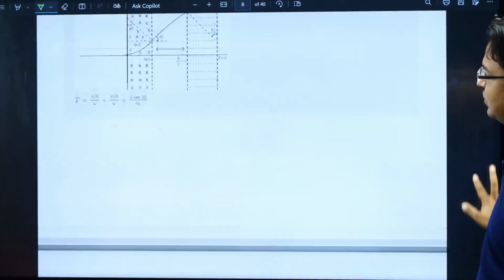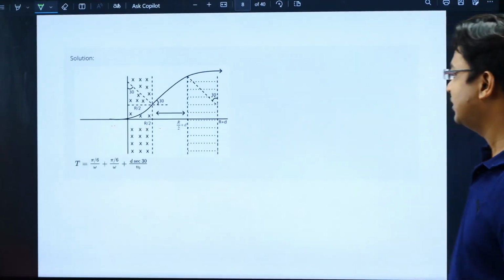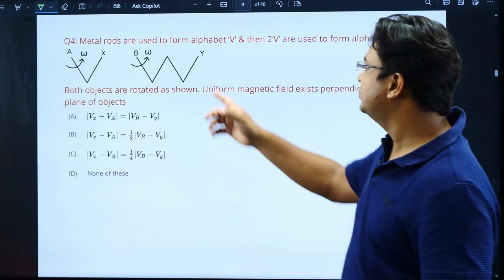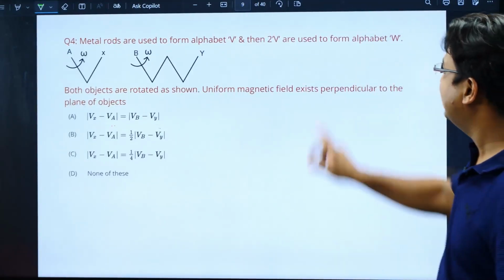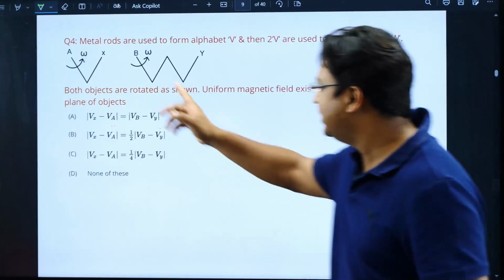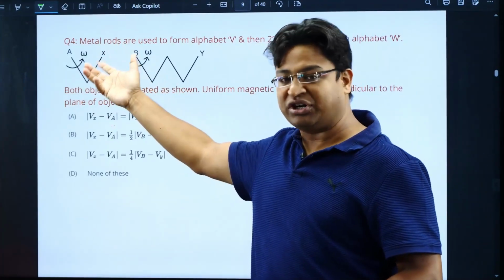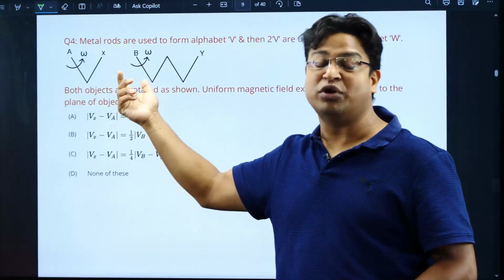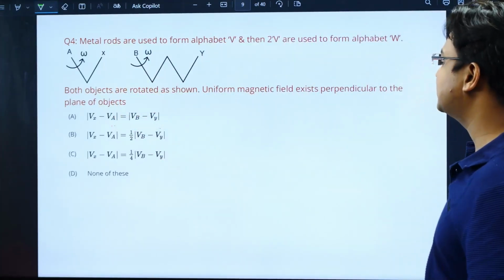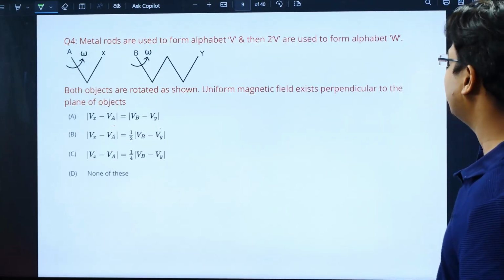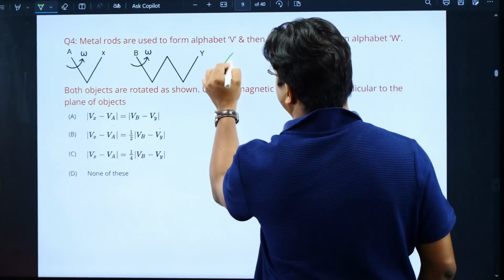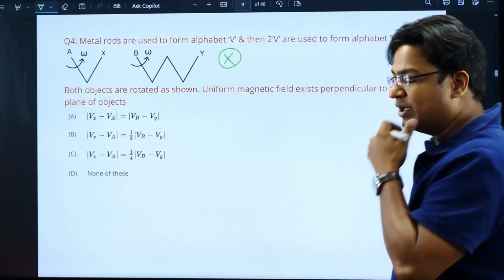All right, everyone. So here's the trajectory that we concluded. The particle is going to move on. Next, metal rods are used to form the alphabet V, and then two Vs are used to form the alphabet W. So we first made a V-shaped structure, and then we used two of these structures to create a W-shaped structure. Now the question says both objects are rotated as shown. A uniform magnetic field exists perpendicular to the plane of the object. So there is a uniform magnetic field, maybe in this direction, going into the screen.